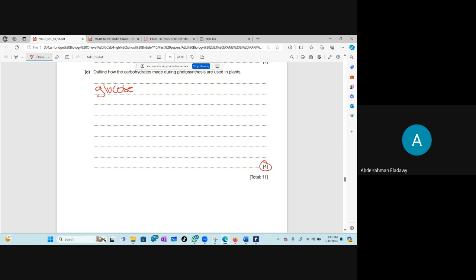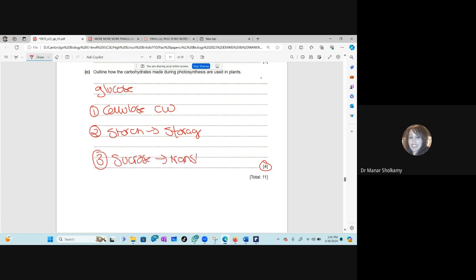Converted into cellulose to make cell walls. Very good. Another use. I will store it as starch, for storage. Very good. Excellent. I'm going to convert it into sucrose for translocation, to distribute it in the phloem from the source to the sink. And a final use for glucose.